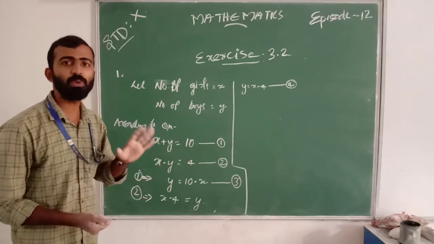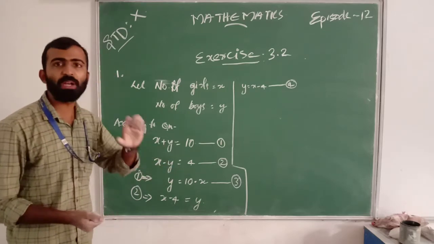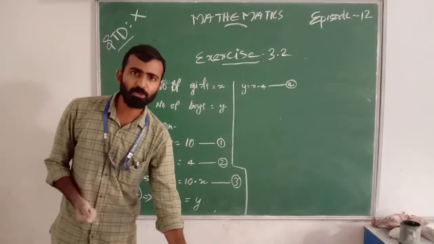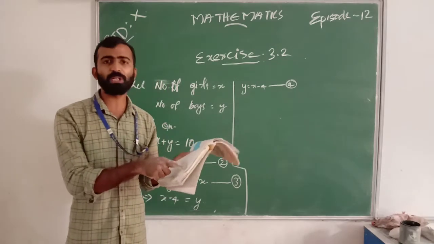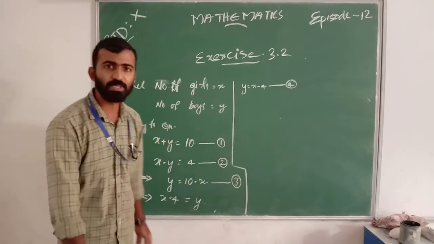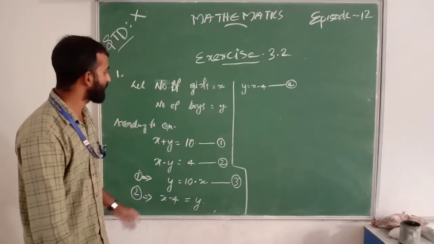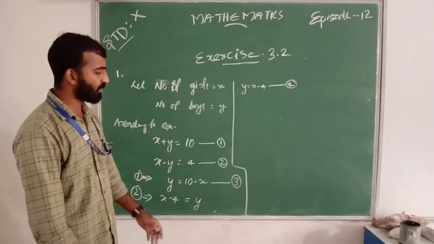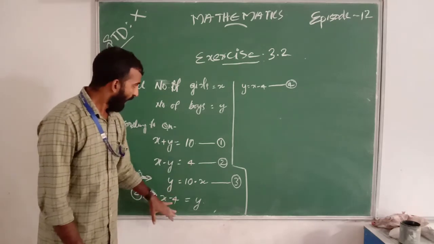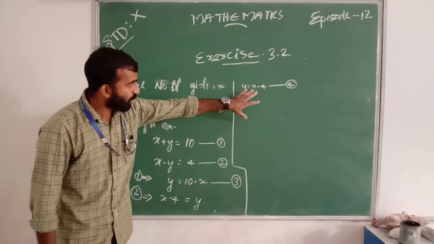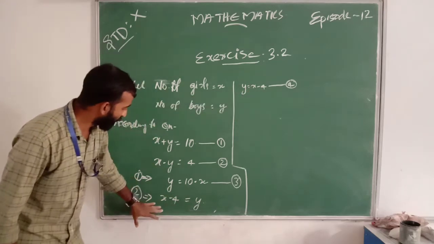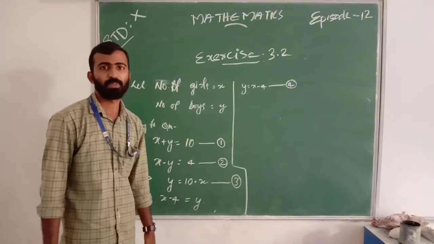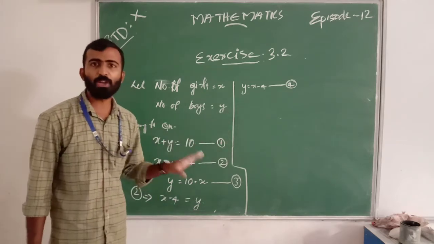Is there any doubt? And there is also one condition, that there are 4 girls more than boys. That is in your textbook, page number 49. You can read the question. So you can get x plus y equal to 10, and the next one is y equal to x minus 4, and y equal to 10 minus x. You can take any values.